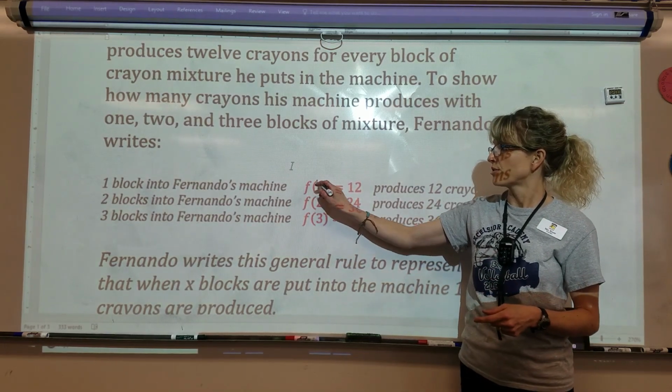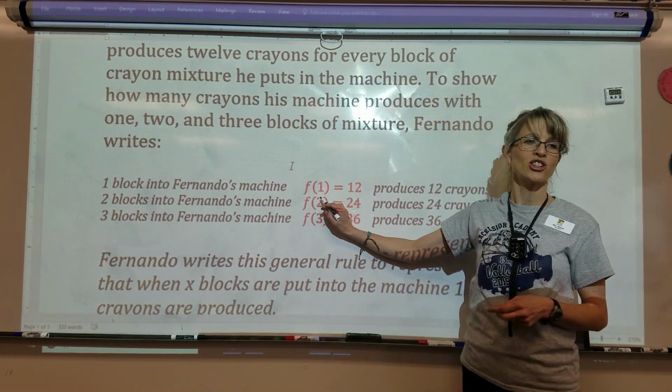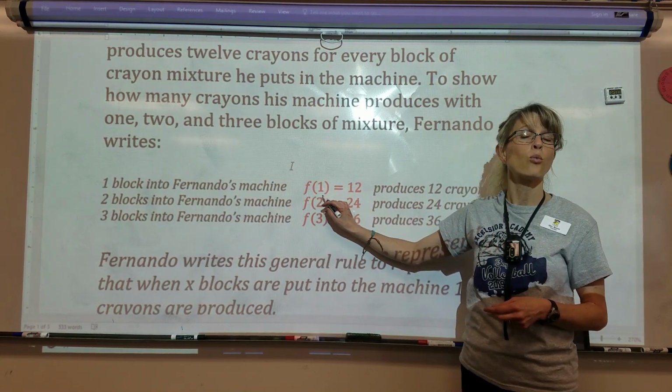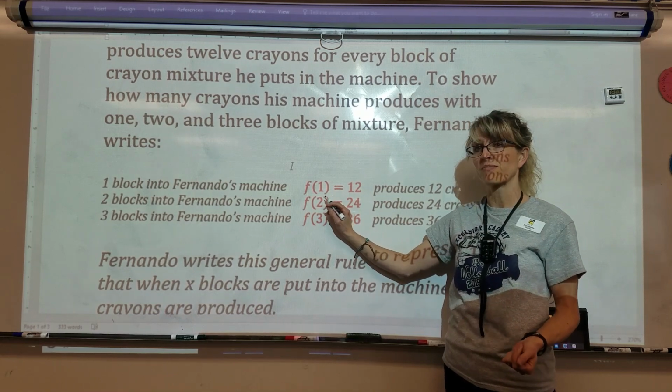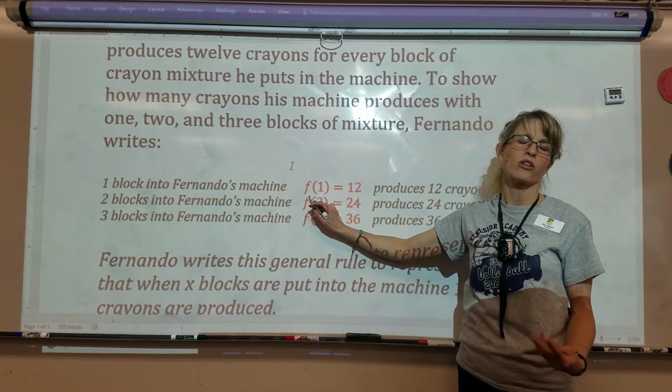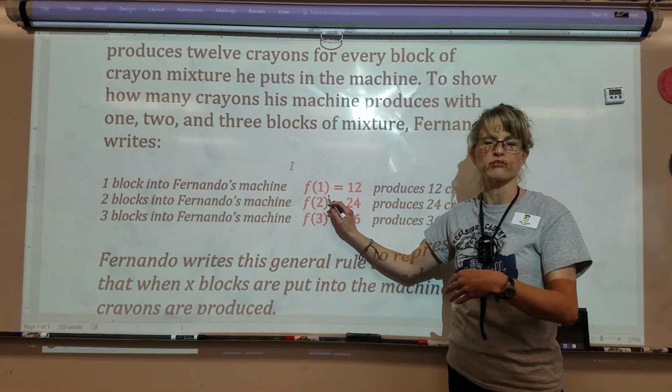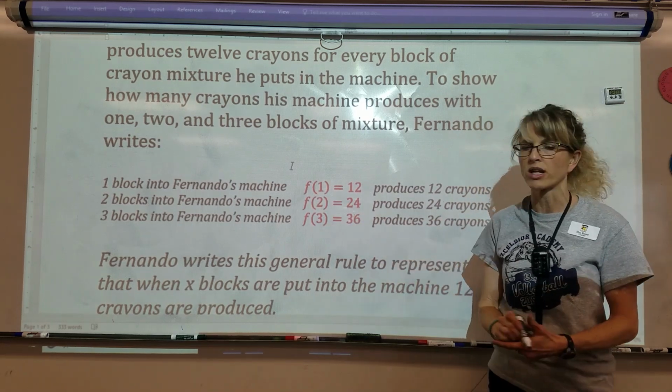So this f with a parenthesis and 1, it's called function notation, and we say f of 1. How do we say it? Get ready? F of 1. F of 1 is short for a function with 1 as the input. It's just a shortcut way of saying it.